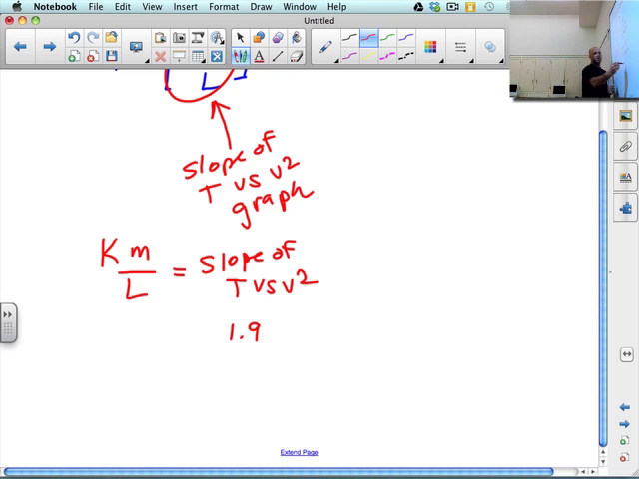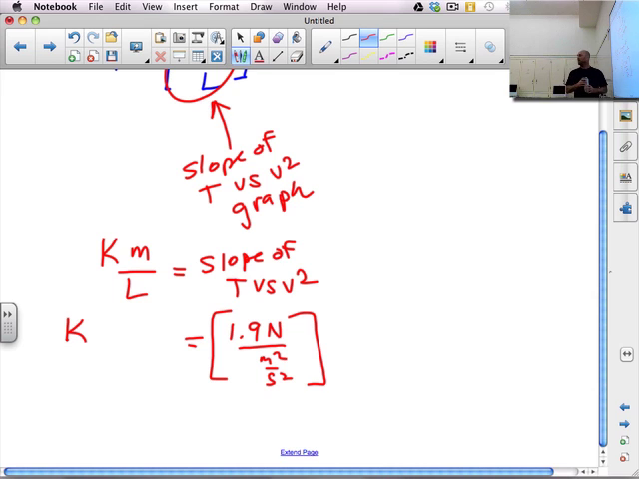Anyway, I'll continue now. This has to be newtons over meters squared per second squared, correct? Everybody sees I figured that out? It's a t versus v squared graph? It has to be that. Okay, so this has to equal k. What was the mass you held constant in that investigation?